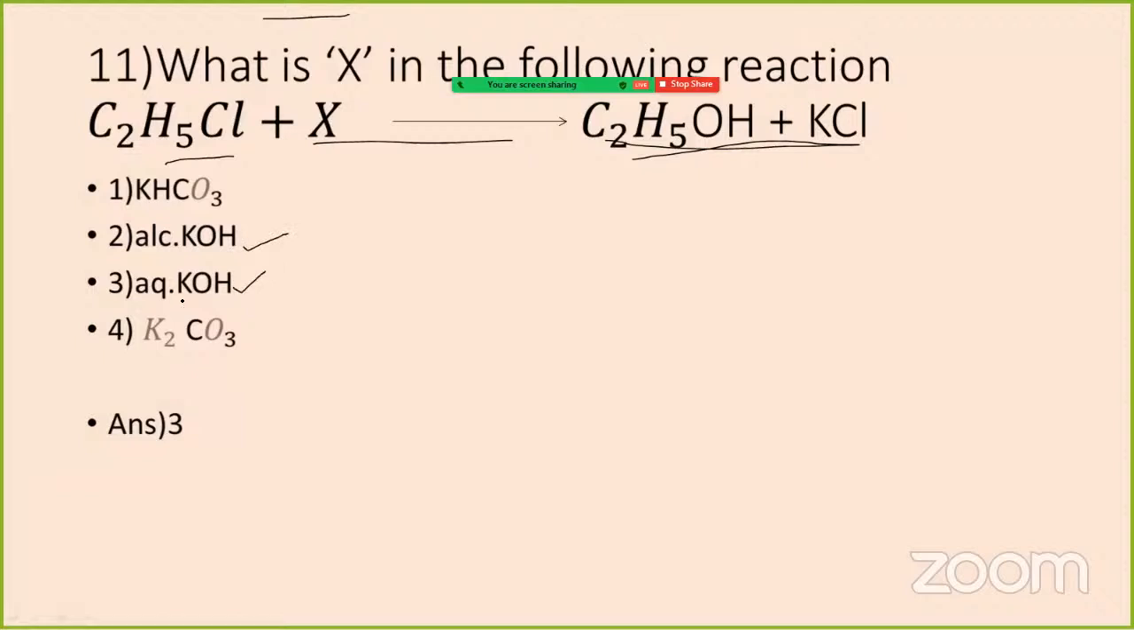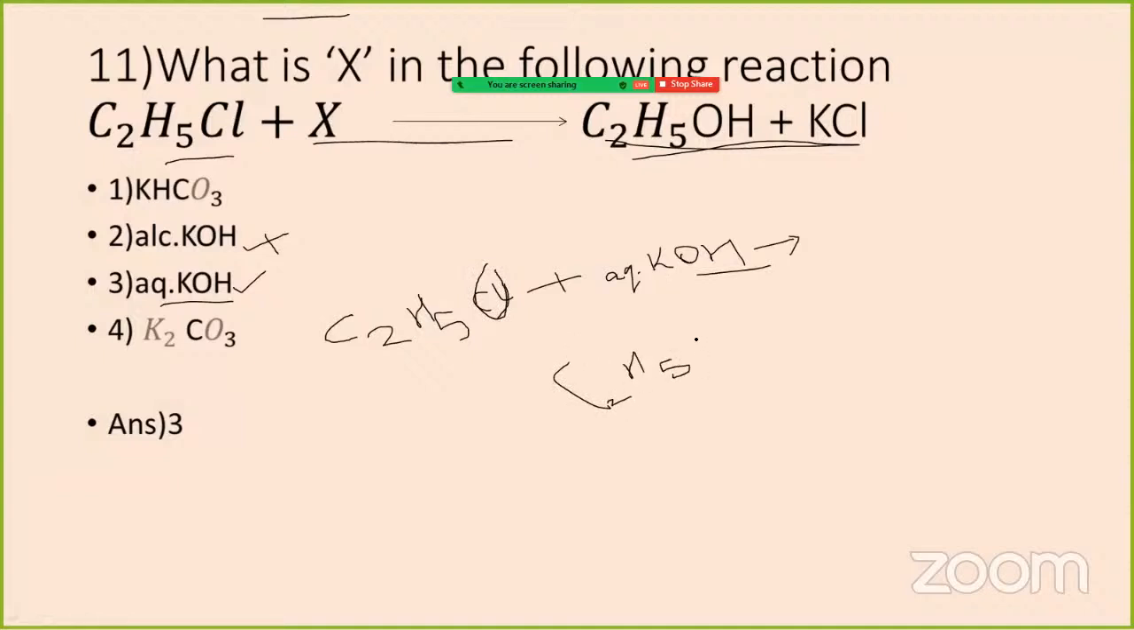Alkyl halides on treatment with aqueous KOH will give you alcohol. Alcoholic KOH will not give you alcohol, it will give you ether. That's why we are taking the aqueous KOH. So let us see the reaction here. C2H5Cl plus aqueous KOH. Aqueous means moist KOH you are taking. In the presence of water, the chlorine will be substituted by OH. So I will get C2H5OH plus KCl.